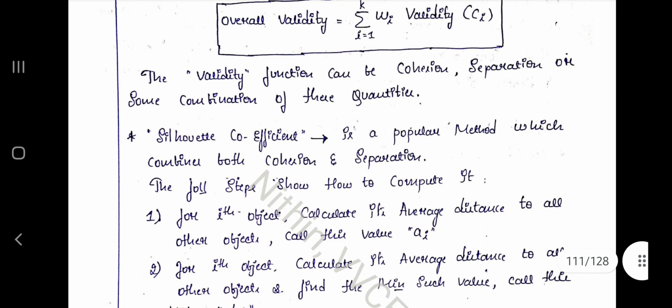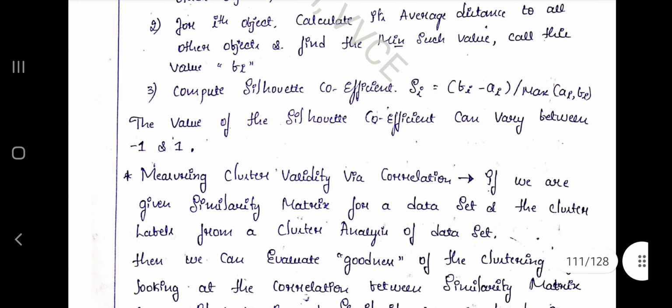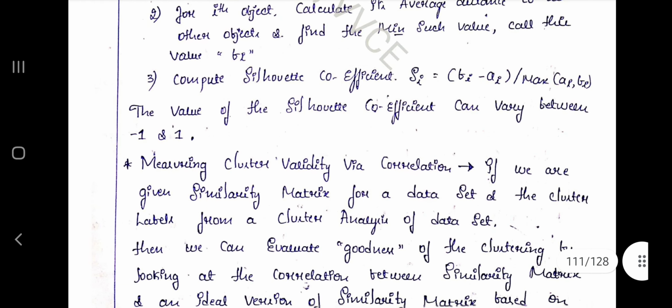Then what you can write is there are some validity functions like the Silhouette coefficient. Just remember the keywords here. Silhouette coefficient means there will be a value between -1 and 1, that is all. Do not remember anything else, just remember Silhouette coefficient means there will be a value between -1 and 1. I will tell you how to expand it, do not worry about that. Just remember for now -1 to 1.